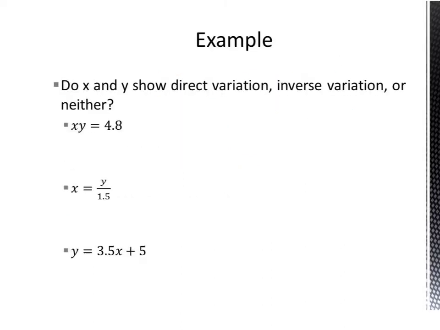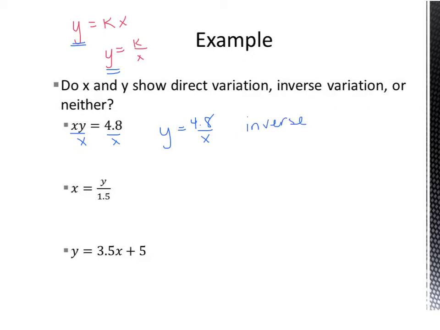Our first task is to see if these are direct variation, inverse variation, or neither. Really what you're looking at is, can it be put in this form for direct variation or this form for inverse variation. On the first one, it's not in either of those forms. In fact, y is by itself in both these forms. So if I divide by x to get y by itself, I get y equals 4.8 over x. Does that look like either of my variations? It now does. That is inverse.